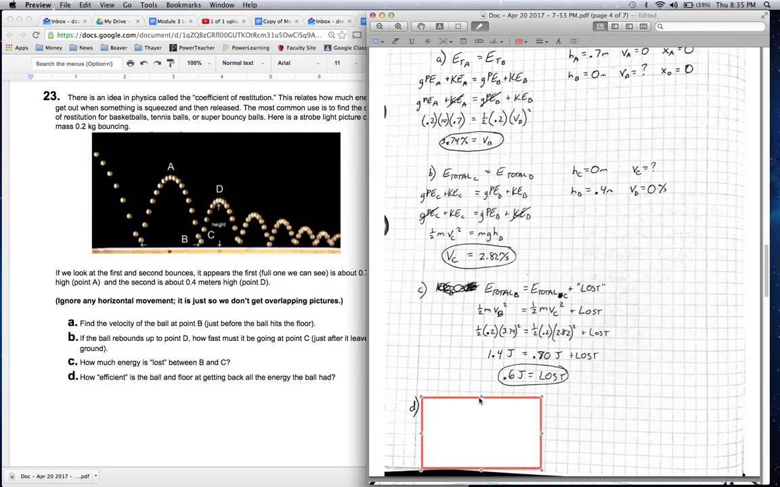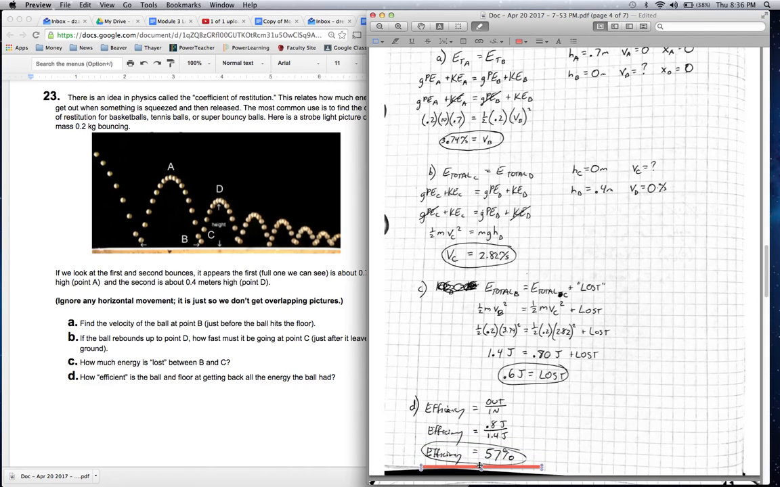Now, how efficient is that? Well, I know that efficiency is how much energy out divided by how much energy we put in. So we put in 1.4 joules. We got out 0.8 joules. And so the efficiency would have been about 57%.